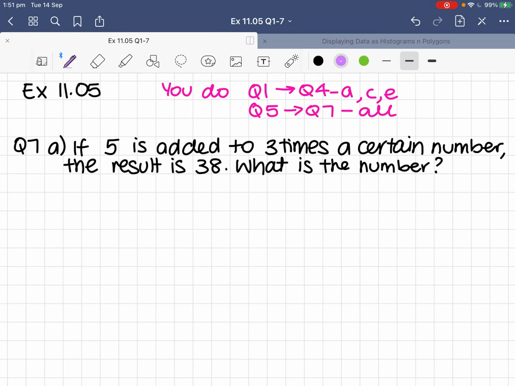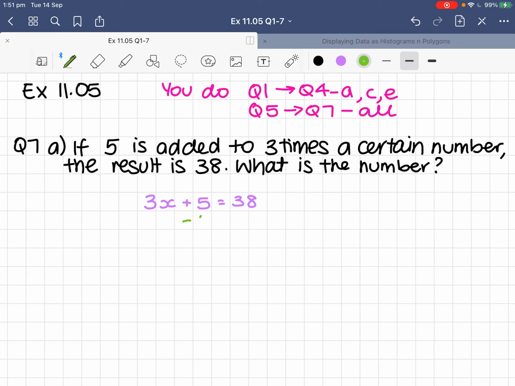So 5 is added to 3 times a certain number. So I'm going to go 3 times x, and then I add 5. Because 5 is added to a certain number, I'm going to have that certain number first. So it's going to be 3 times x, which is 3 times a certain number. 5 is added to it. The result is 38. So again, just like all of these, we want to solve this equation.